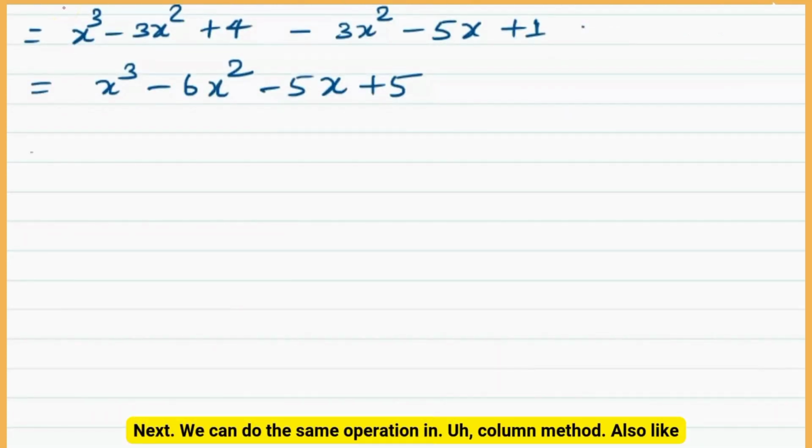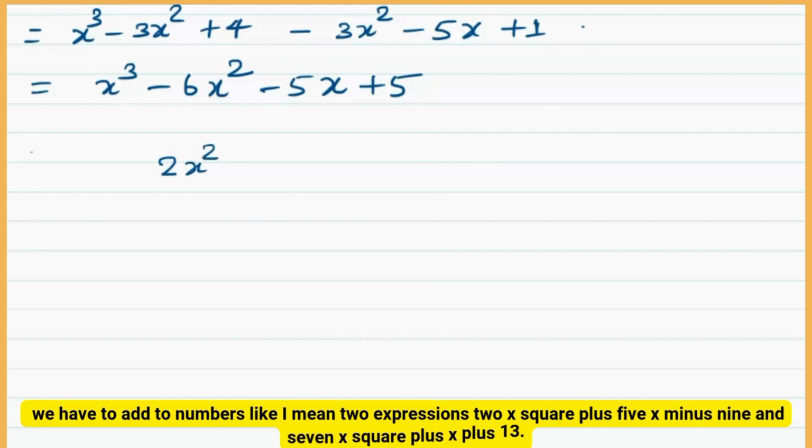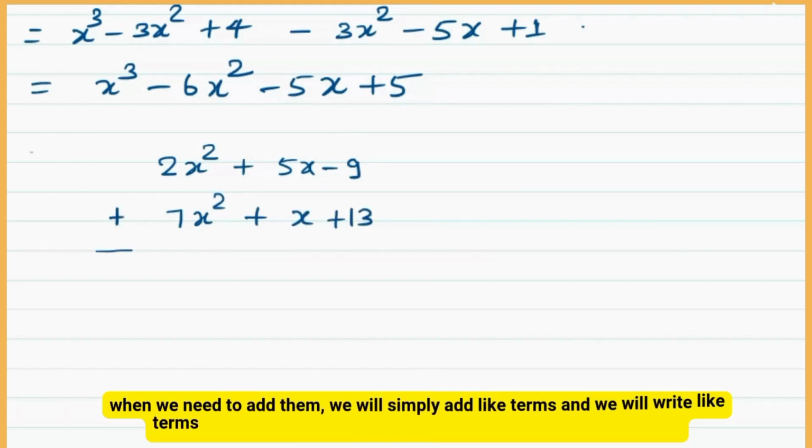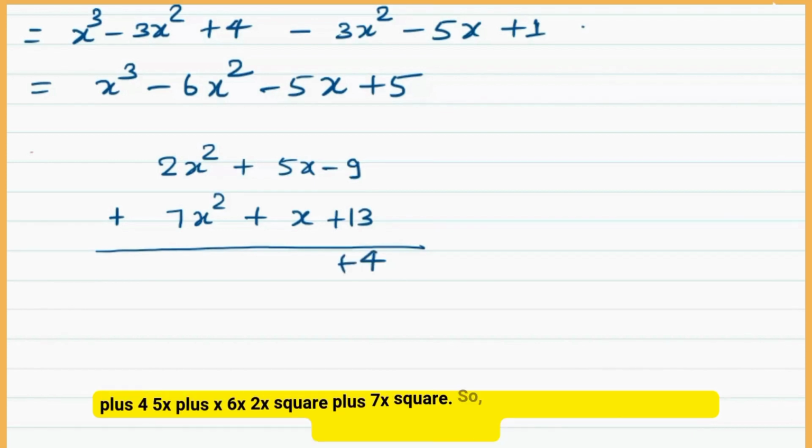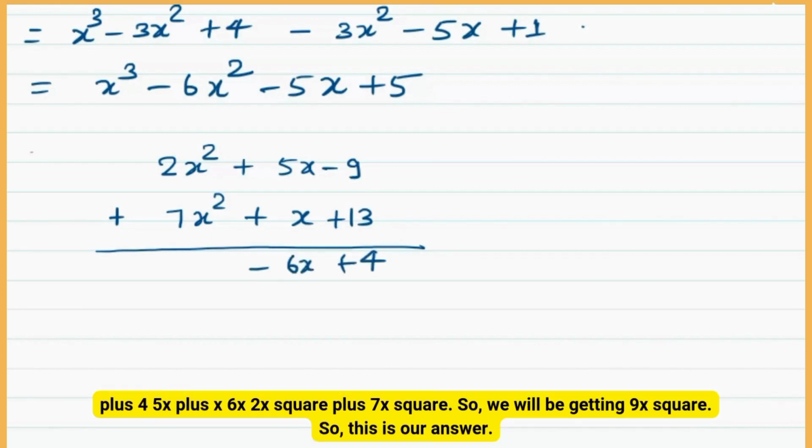Next, we can do the same operation in column method also. Like we have to add two expressions, 2x square plus 5x minus 9 and 7x square plus x plus 13. So when we need to add them, we will simply add like terms, and we will write like terms one below the other. So negative 9 plus 13, we will be getting plus 4, 5x plus x, 6x, 2x square plus 7x square, so we will be getting 9x square. So this is our answer.